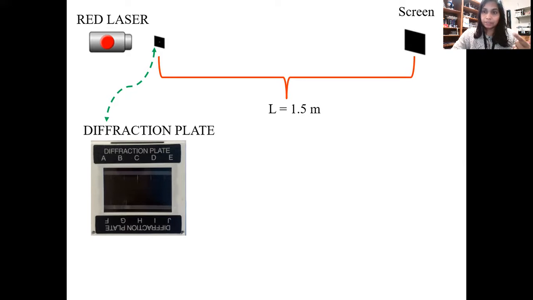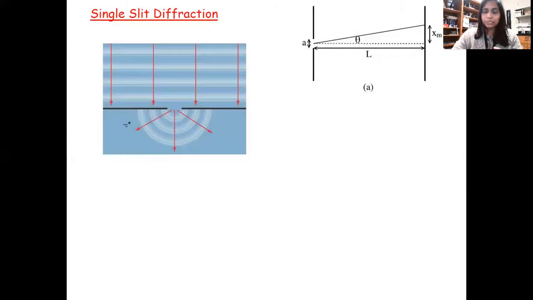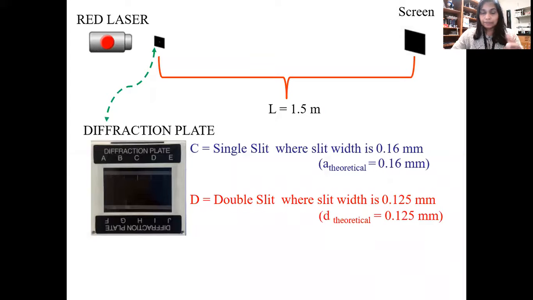So it has a lot of patterns on it, labeled A to J. For example, at C we have a single slit, and at D and E we have double slits. Each has different widths. Here, plate C has a 0.16 millimeter single slit width, and at D we have a double slit with a slit width of 0.125 millimeters. These numbers are not useful in the online lab. However, here I'm demonstrating what you would use in a real lab setting.